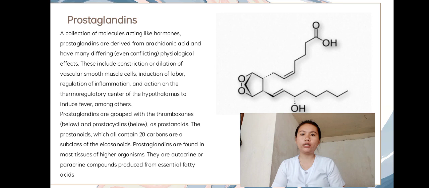Prostaglandins are grouped with the thromboxanes and prostacyclins as prostanoids. These prostanoids, which all contain 20 carbons, are a subclass of eicosanoids. Prostaglandins are found in most tissues of higher organisms. They are autocrine or paracrine compounds produced from essential fatty acids.